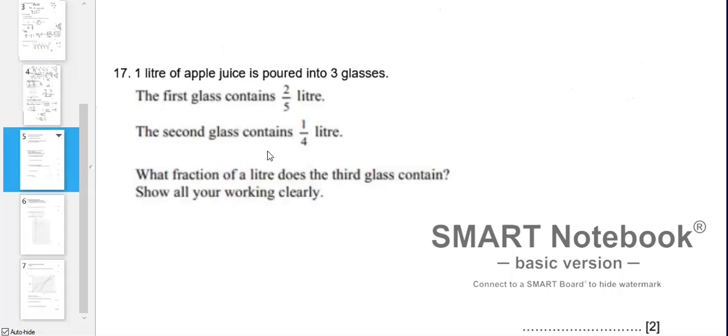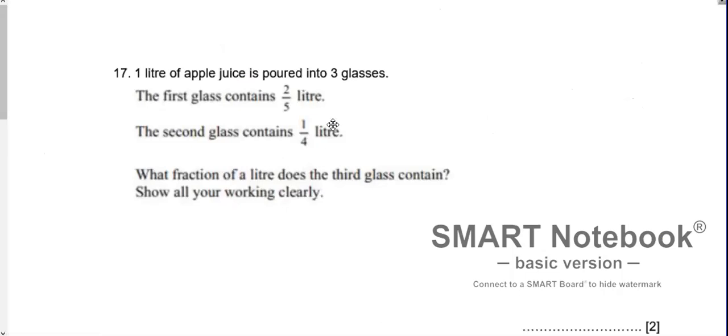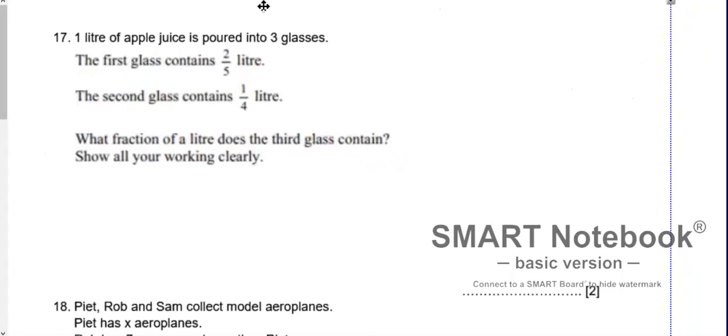So we have the next question. The next question is this one here. 1 liter of apple juice is poured into 3 glasses. The first glass contains 2/5 liters. The second glass contains 1/4 liters. What fraction of a liter does the third glass contain? Show all your working.